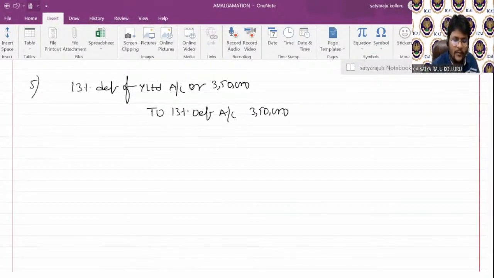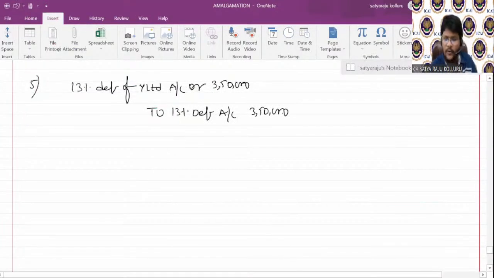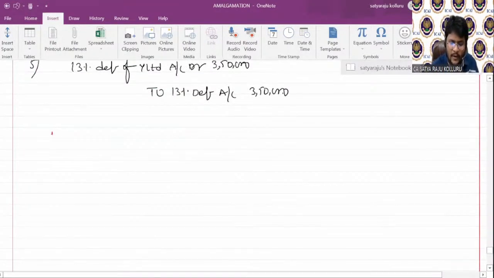Now, let me draw the balance sheet, guys. Concentrate all of you. Now, let us focus on the balance sheet.